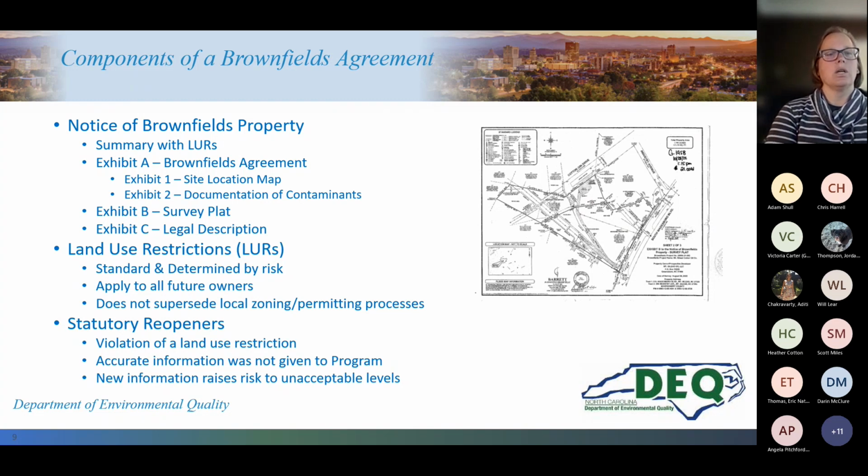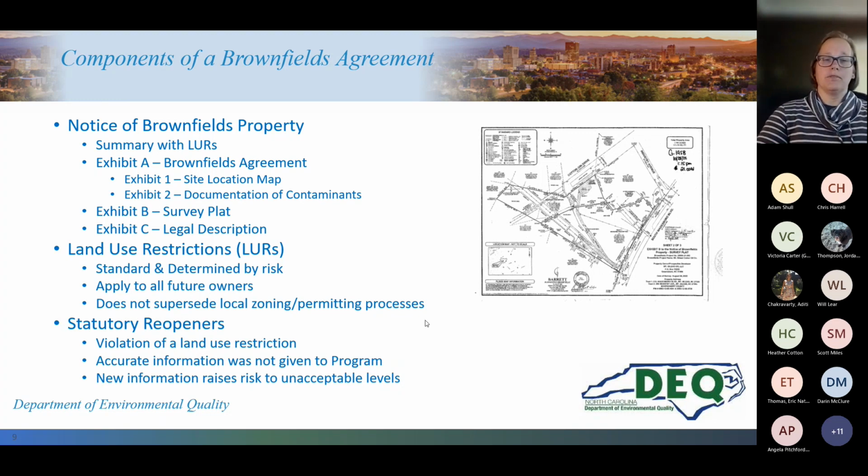But I think it's important to note that it doesn't supersede your local zoning or permitting processes. Oftentimes we'll have people come to us and say, well, we're allowed to do this. And we have to say, per the Brownfields agreement, that is an approved use, but that is not necessarily what the property is zoned for, nor is it something that the municipality would consider. So your local zoning requirements, we're not trying to supersede them. From an environmental risk perspective, we would approve that use, but only if it meets all other local and zoning processes.